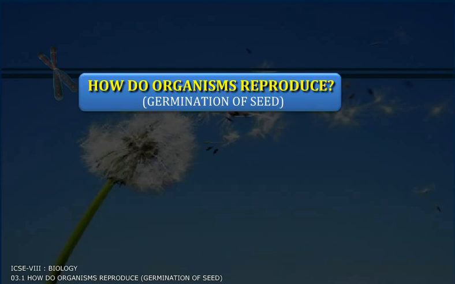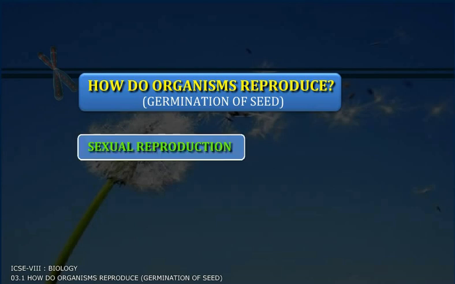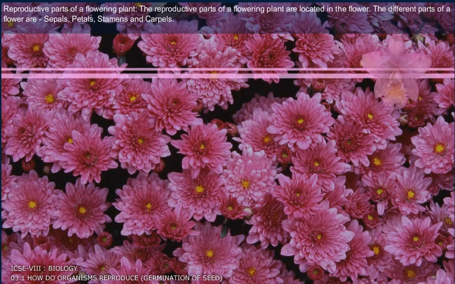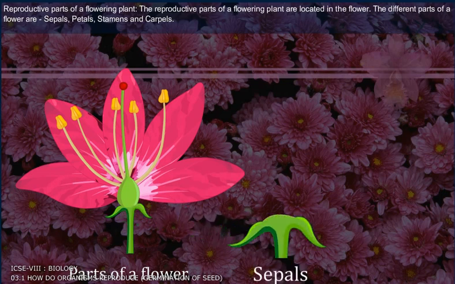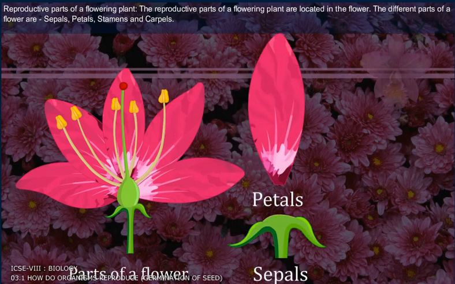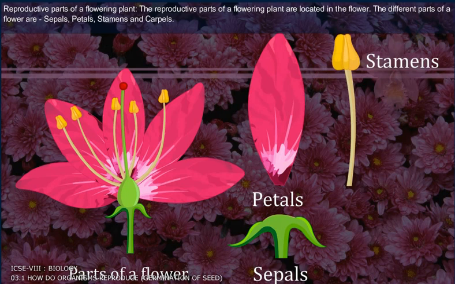How do organisms reproduce? Sexual reproduction. Reproductive parts of the flowering plants. The reproductive parts of the flowering plants are located in the flower. The different parts of the flower are sepals, petals, stamens, and carpels.